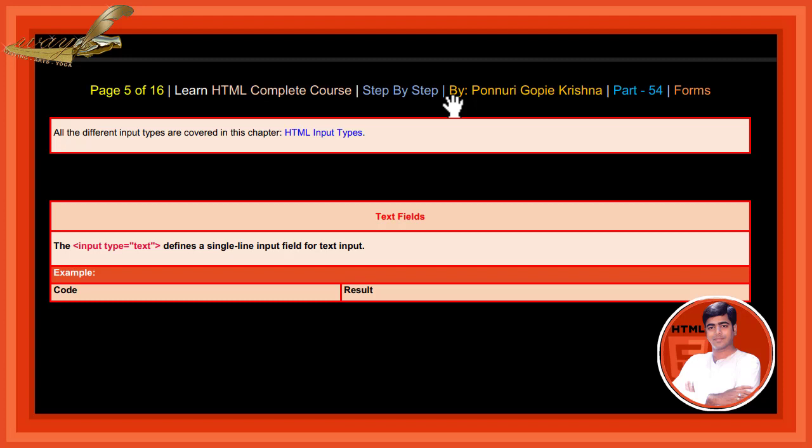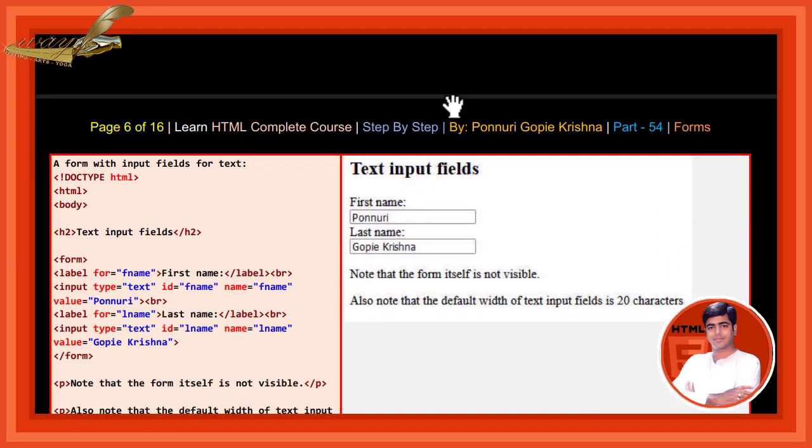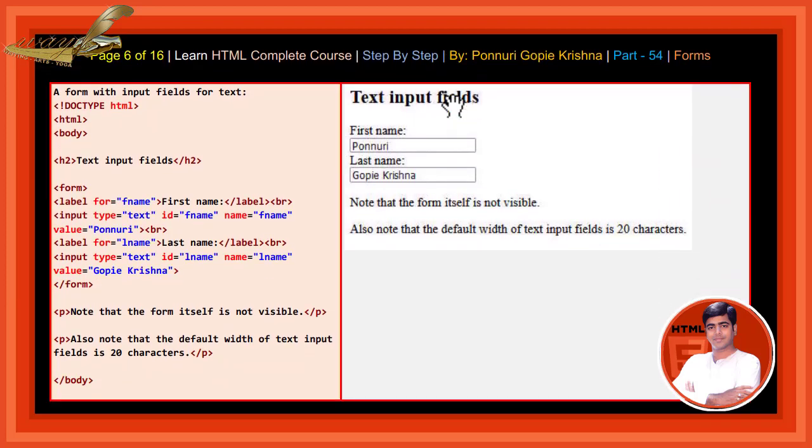Text fields. The input type text defines a single line input field for text input. See the code and result. See, this is the code: a form with input fields for text input, fname, label, input, value Gopi Krishna. Note that the form itself is not visible. Also note that the default width of a text input field is 20 characters.